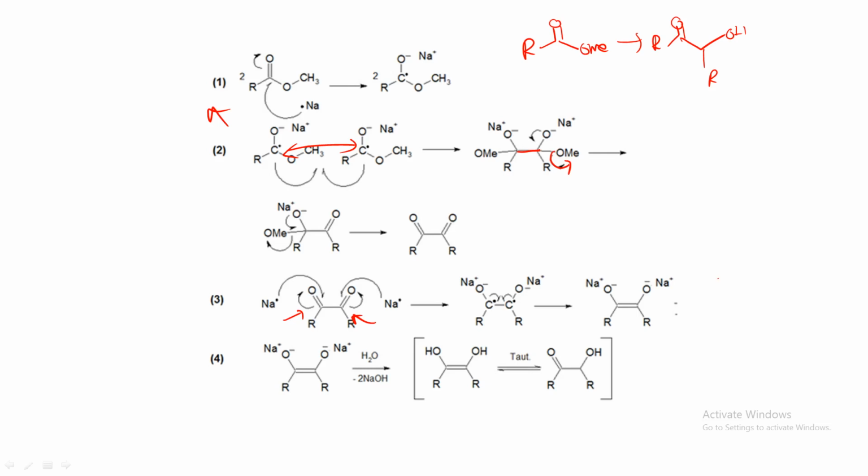This is the ultimate fate of the reaction, but then protonation occurs like this, and this is the tautomeric form of this particular compound. And why is this particular tautomer stable? Due to this internal hydrogen bond.